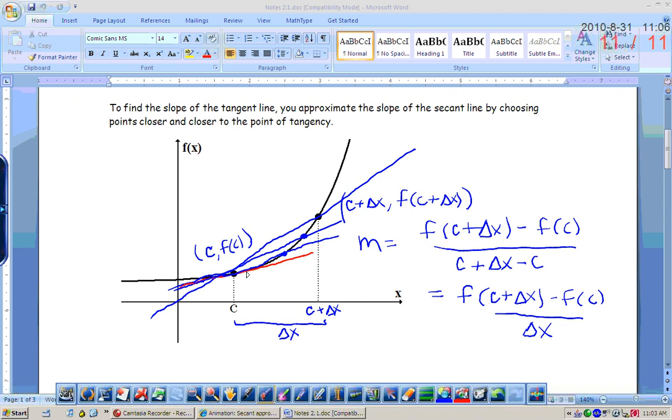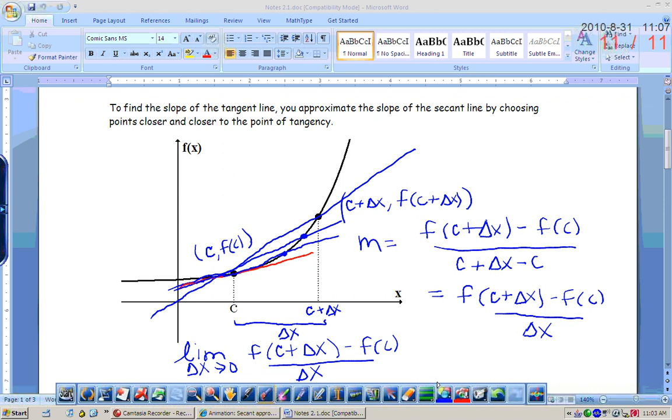So what I want to do is use some concept that we learned in Chapter 1 to do this. What do I want delta x to approach or become? 0. And what's that concept? A limit. So I want to take the limit as delta x approaches 0 of this slope formula right here: f of c plus delta x minus f of c, all over delta x. Okay? So as that delta x approaches 0, then I have the slope of the tangent line.